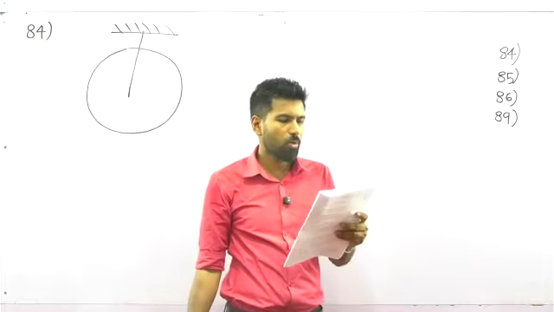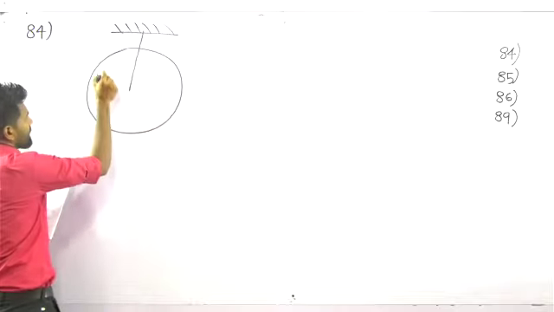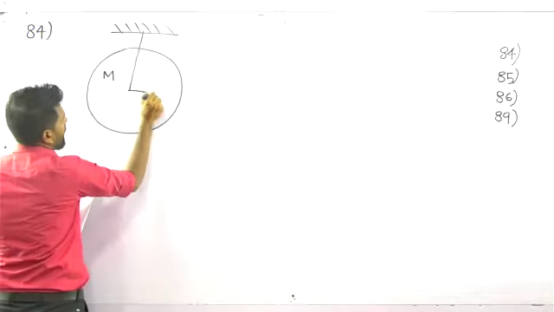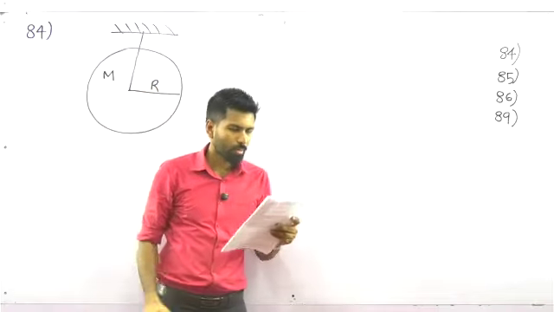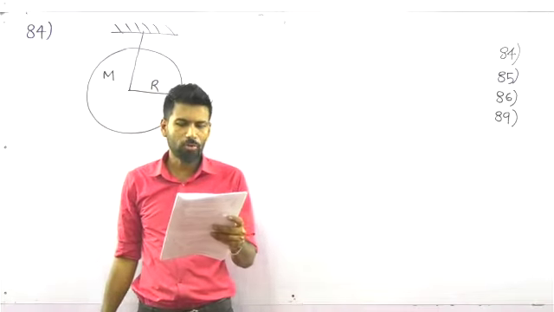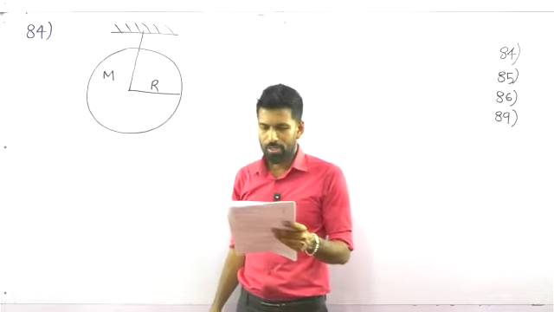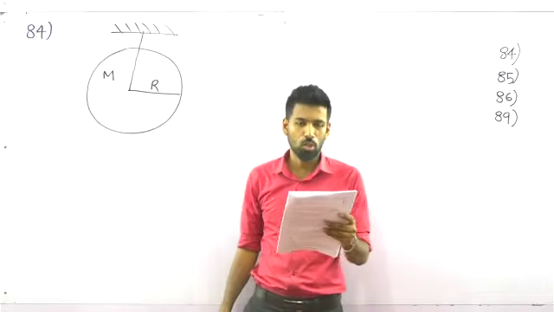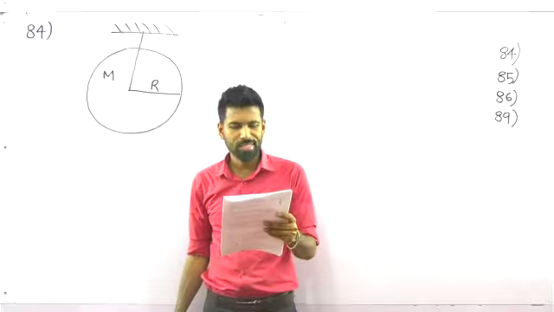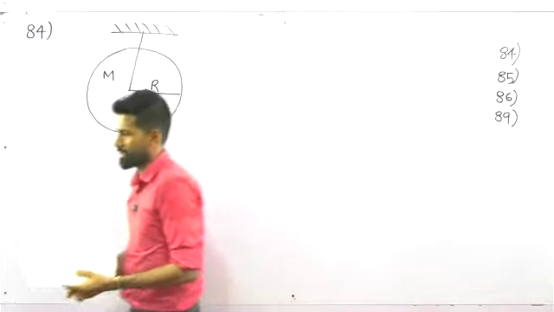A pulley of mass M, radius R, can rotate freely about a smooth horizontal axis through its center. A light inextensible string passes over the pulley, and masses M1 and M2 are attached to the two ends.